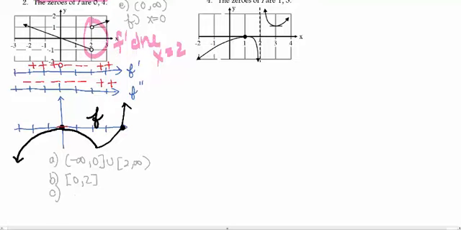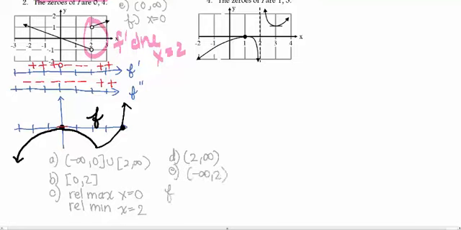Alright, let's see. We have relative extrema. We have a relative max at x equals 0. Relative min at x equals 2. We are concave up from 2 to infinity, concave down from negative infinity to 2, and we have a point of inflection at x equals 2. Graph changes from concave up to concave down at this point.